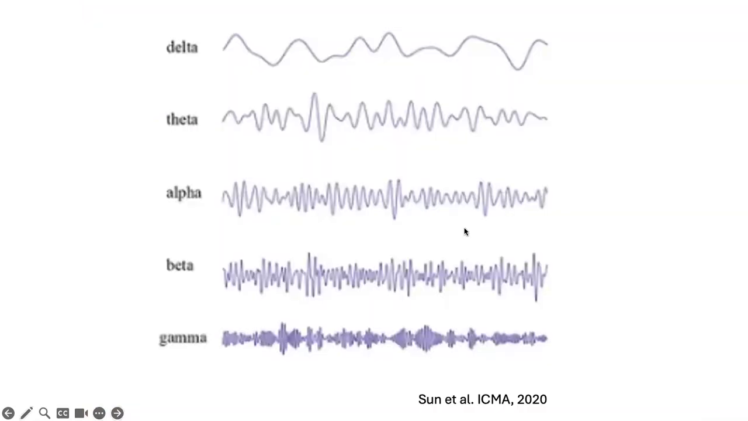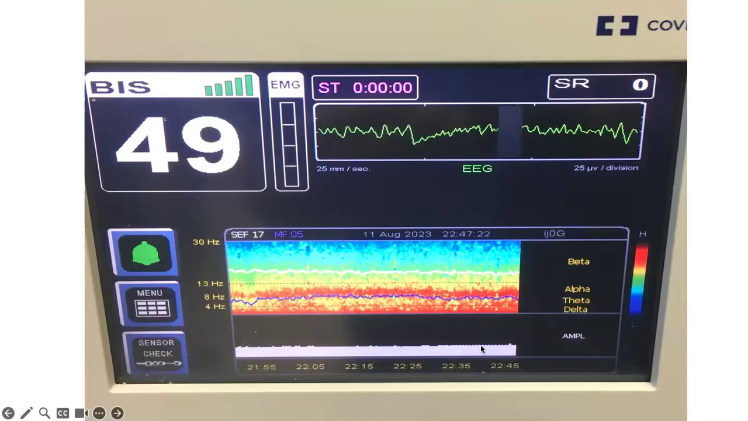Our delta waves are the low frequency waveforms. That's what we want to see. They're slow waves. That shows us our patient is asleep. And once our patient begins to wake up, we get higher frequency, low amplitude waveforms, these are gamma waves, which signify that the patient is awake.